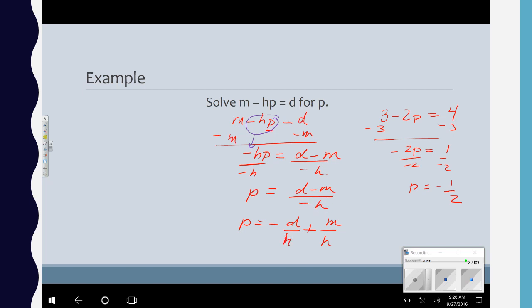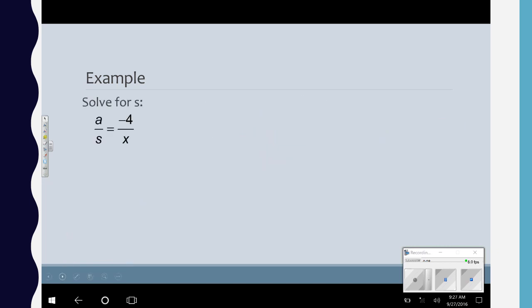Sometimes you'll see mathematicians tend not to like that negative in the denominator, so what they do is they just change everything to its opposite, okay? So that it becomes negative d plus m divided by positive h. Or then again, m minus d divided by positive h. All of these are equivalent equations. They represent the same thing, just moved around. Okay, last example.